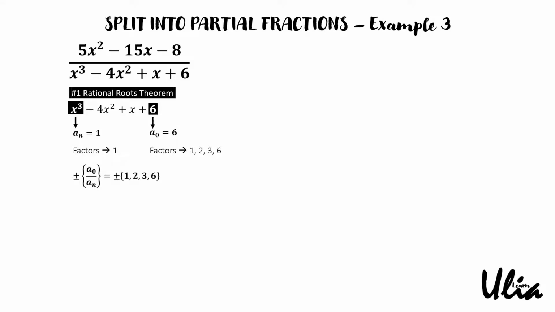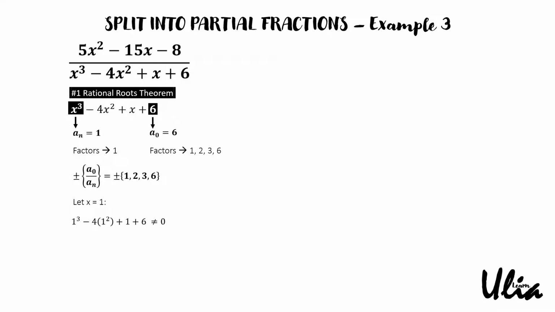These can be positive and negative values. So what I'm going to do is substitute the negative and positive forms of these values into x and find out whether the whole expression goes to 0. So let x equal 1. If x is 1, then 1 cubed minus 4 into 1 squared plus 1 plus 6. You have to check whether it's equal to 0 or not. Here it's not 0, so it means x can't be positive 1.